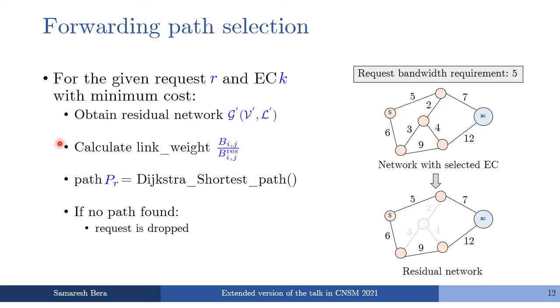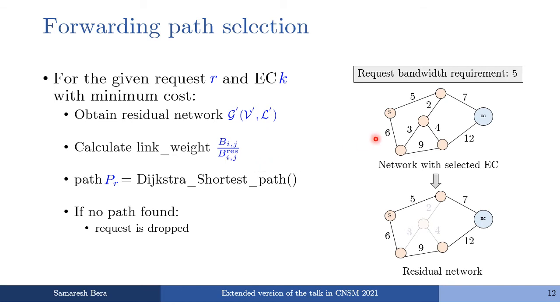In the last phase, we focus on forwarding path selection for a given request and the selected EC with minimum cost. To select the forwarding path, we obtain a residual network based on the bandwidth requirement and the available bandwidth in the network. Then on this residual network, we calculate the forwarding path based on Dijkstra's shortest path algorithm, where the link weight is considered as the ratio between the initial bandwidth and the residual bandwidth of the link.